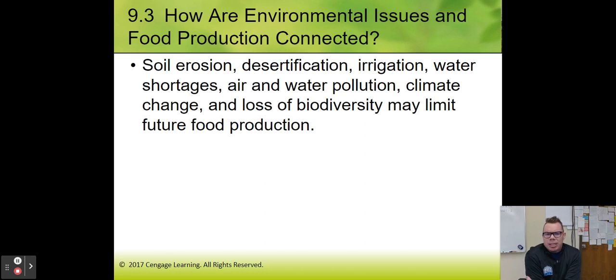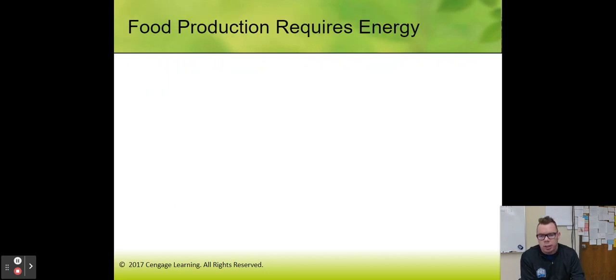So how are environmental issues and food production connected? So food production can cause soil erosion. It can cause desertification. It can cause irrigation, water storages, air and water pollution, climate change, loss of biodiversity, whole bunch of different things. All of those can limit the potential of future food production.